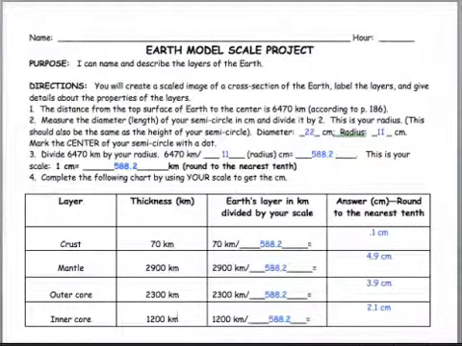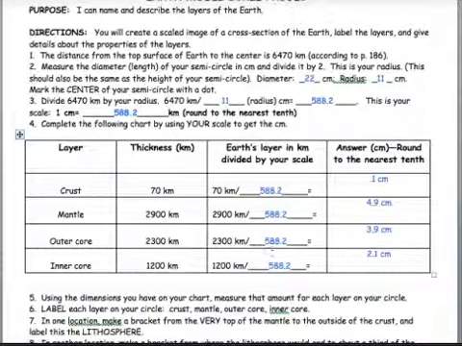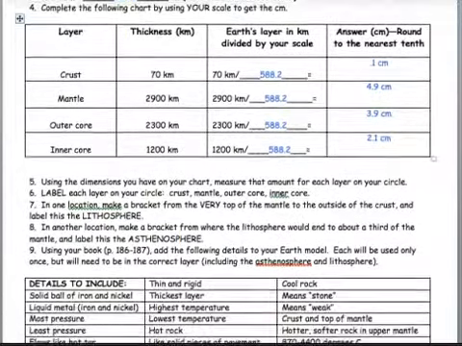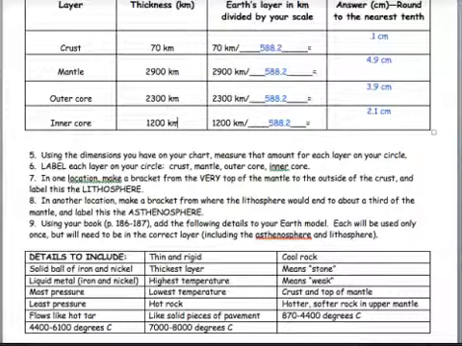So for every centimeter on our piece of paper, in real life, on the real Earth, that would be 588.2 kilometers. Then it says complete the following chart by using your scale to get this in centimeters. All I did was plug the number 588.2 into these 4 spots, and then I divided them. So 70 divided by 588.2, 2,900 divided by 588.2, and so on. And I ended up getting these figures here. These are the actual numbers that we're going to use on our semicircle on the back of our sheet. If you need to pause the video, you can pause it and fill those in.